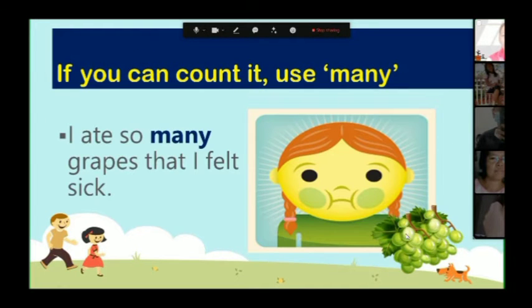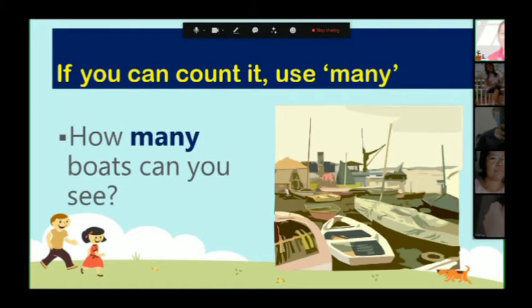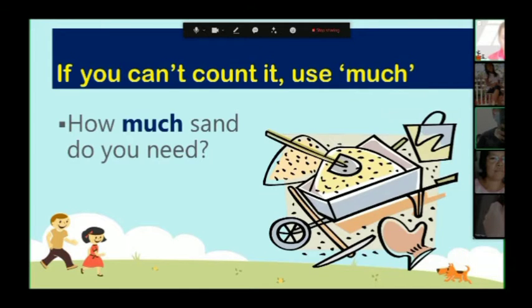Next, what is this one? Grapes. We can count it. We use many. I ate so many grapes that I felt sick. If you eat many grapes, you feel sick. Okay, next. How about this one? Boat. What can you see? So we use many.